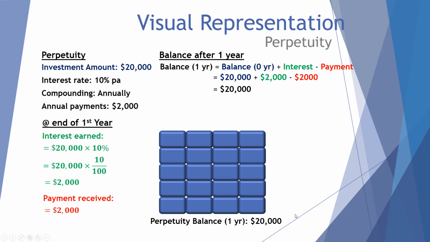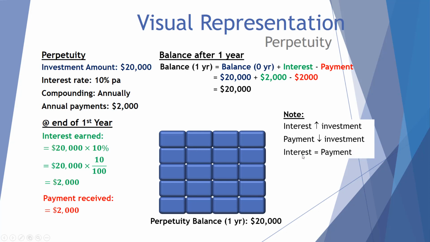A perpetuity always remains perpetually at the same balance at the end of every period. Please note that in a perpetuity, the interest increases the investment, the payment decreases the investment. But this is a special case where the interest is exactly equal to the payment.